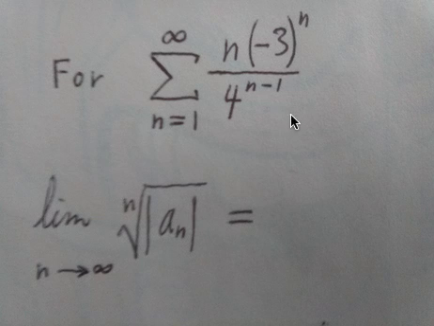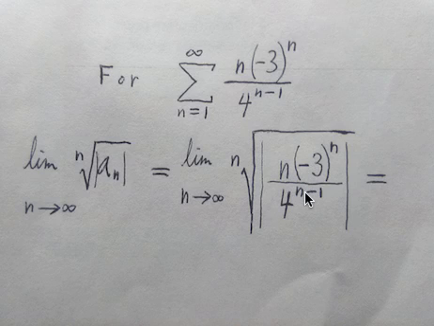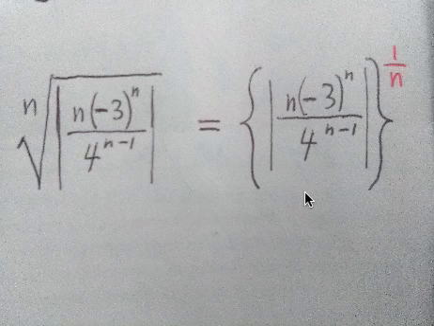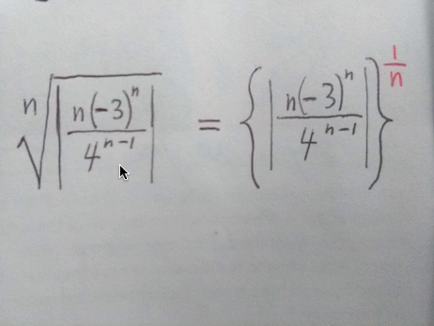So in this case, we're going to take this term, n times negative 3 to the n divided by 4 to the n minus 1, and we're going to take the nth root and of the absolute value, and then we're going to take the limit of that as n goes to infinity. So here's the thing we have to work with, and we're going to focus in on the term for a moment. We'll come back to the limit shortly.